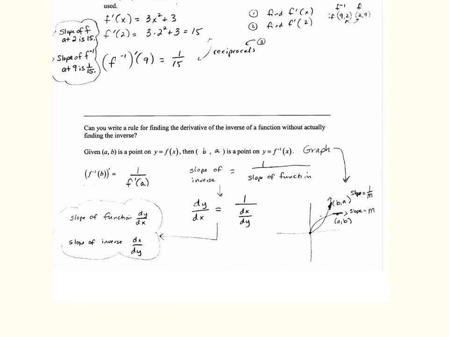Down at the bottom, can you write a rule? Many of you had this the other day as I went walking around. Some of you, this is where you basically left off. So let's make sure that you definitely have this. I think we've seen pretty simply if (a, b) is a point on y equals f of x, then (b, a) has to be a point on f inverse of x.